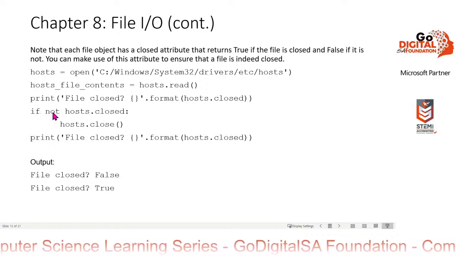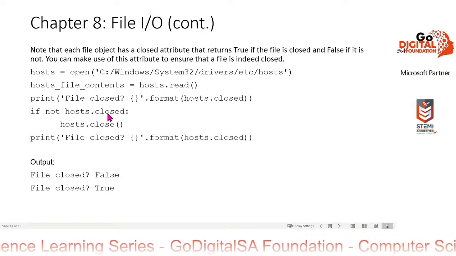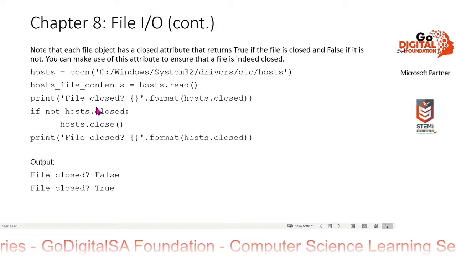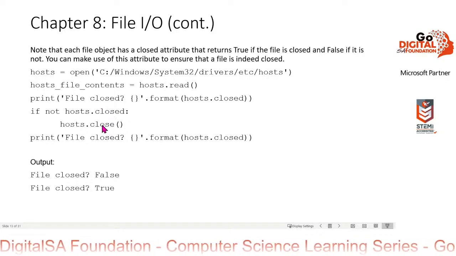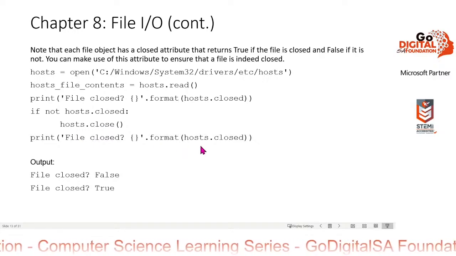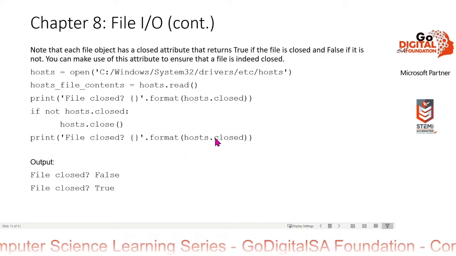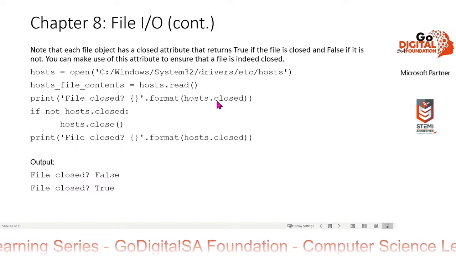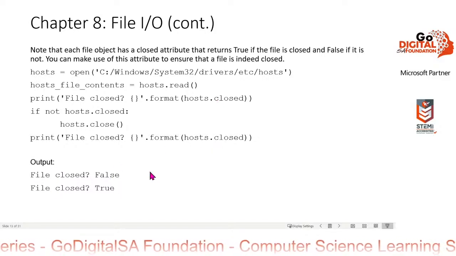So we can now say if not hosts.closed, hosts.close(). So if it is not closed, if this is false, then we close the file. And so now when we print hosts.closed, this should be true. Okay, so the first time this returns false, the second time this returns true.